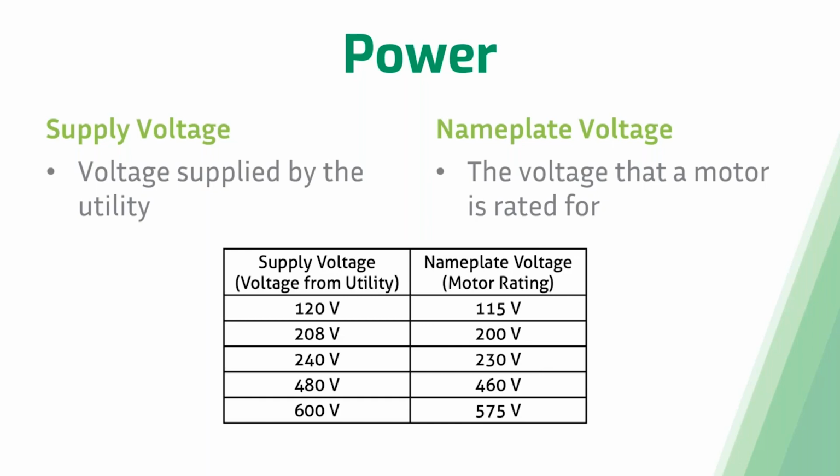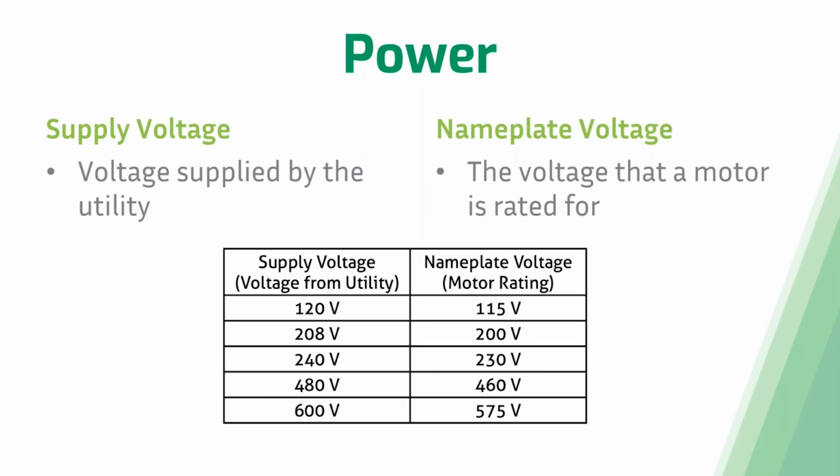Then you have the nameplate voltage. That is the voltage that a motor is rated for. And this tends to be a little bit lower than your supply voltage. And this is really to account for voltage drop between that supply voltage and the pump itself. So the nameplate voltage comes in 115 volt, 200 volt, 230, 460, and 575 volt.